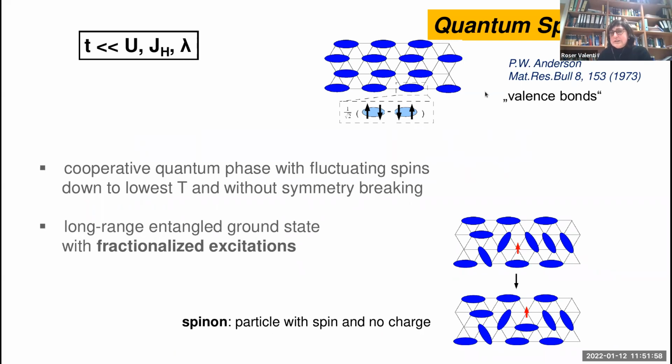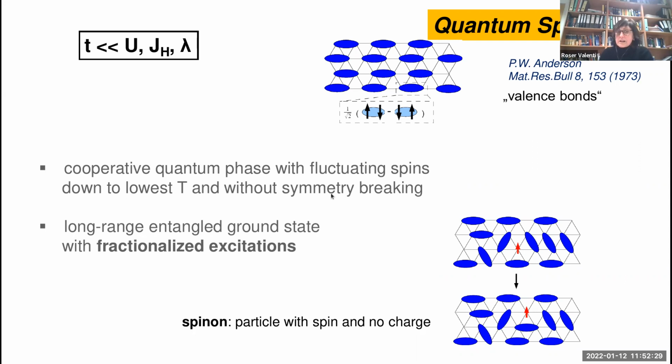So the quantum spin liquid, if we want to define what a quantum spin liquid is, in fact, Phil Anderson was one of the first to think about this concept of promoting quantum fluctuations and therefore having non-ordered states, and basically introducing this concept of valence bond. So the way we can define a quantum spin liquid is a cooperative quantum state with fluctuating spins down to lowest temperature and without symmetry breaking.